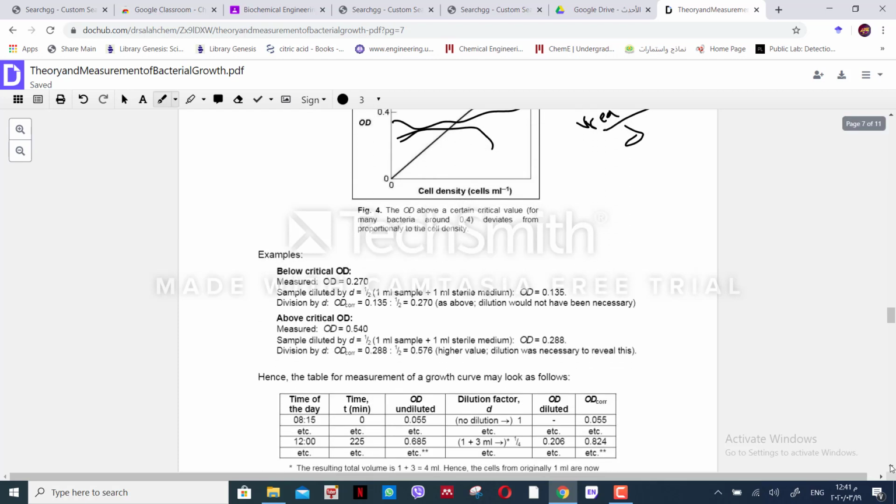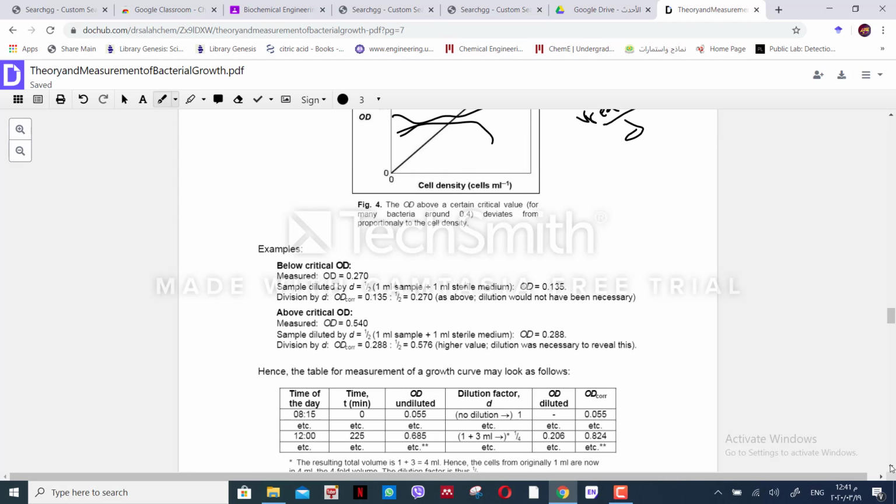So if you have a measured optical density of 0.27, and the sample is diluted by D equal 1 over 2, that means 1 mL sample mixed with 1 mL sterile medium, the optical density will be 0.135. Now division by D: the computed optical density is 0.135 divided by 1 over 2, so it will be 0.27. As above, dilution would not have been necessary. Here is the same 0.27, so we don't need to dilute.